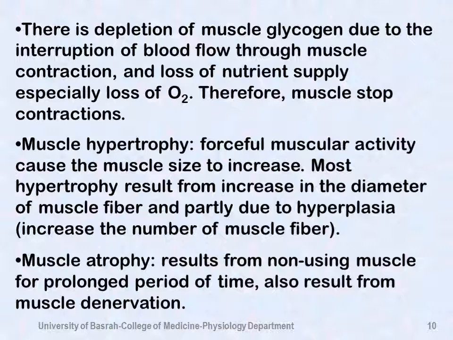Muscle hypertrophy takes place after forceful muscular activity. This causes the muscle size to increase because of the increase in the diameter of the muscle fibers and the increase in the number of muscle fibers, leading to what is called muscle hypertrophy. While muscle atrophy results from not using the muscle for a long period of time, and this results from muscle denervation.